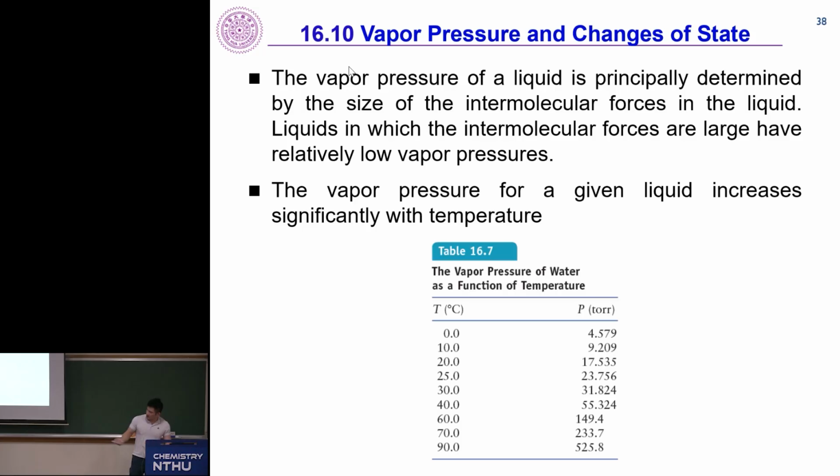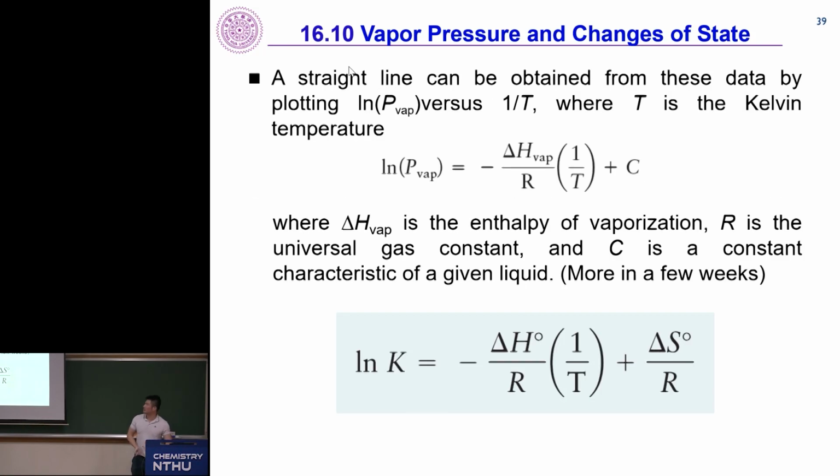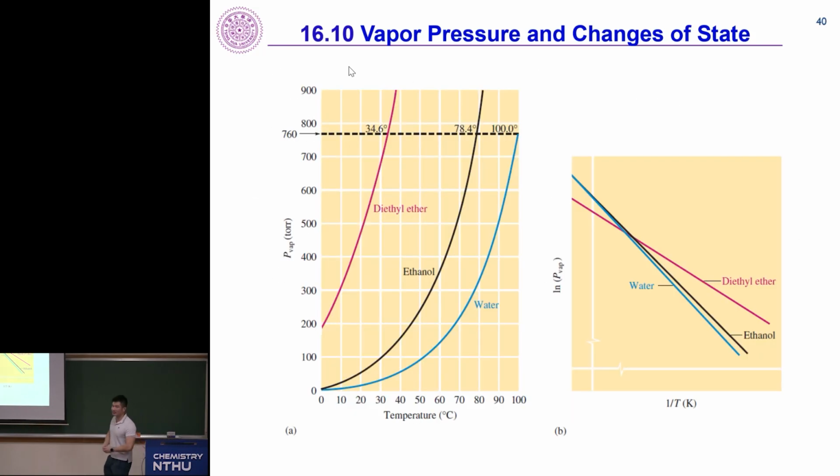Then, because we have a change of vapor pressure with respect to temperature, we can plot the line. And this line is very important because this line tells us a few pieces of information: what's the boiling point, what's the heat of vaporization, etc. I'll give you the equation very quickly.